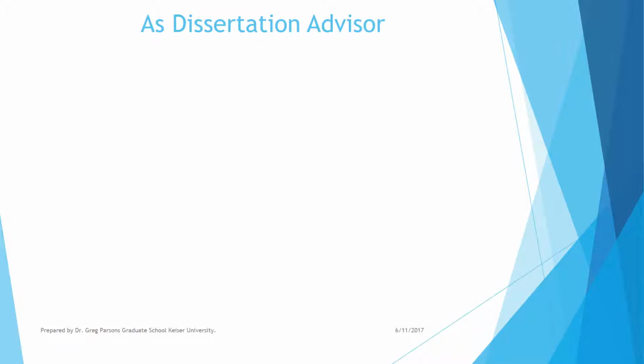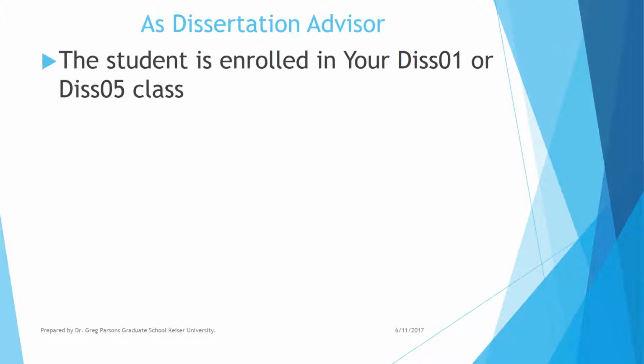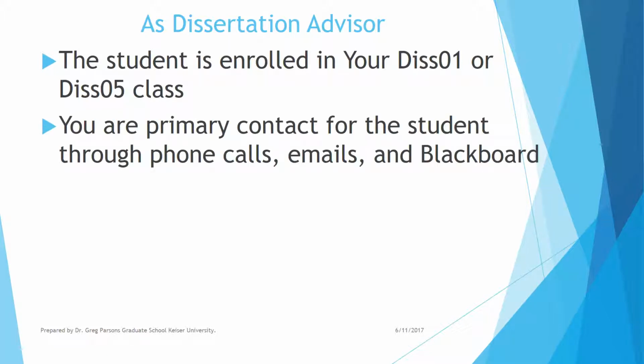Now I want to start at the beginning, because many people will first work as a dissertation advisor. When a student finishes their comp exam, they will get assigned into a dissertation class. That dissertation class will be assigned to a faculty member. At that point, we assume you're going to be their advisor because they're enrolled in your class, and you're now the primary contact for the student. They'll want to get in touch with you, and you'll want to get in touch with them. Phone calls, emails. Again, there's a Blackboard class, but I'll get into that a little later.